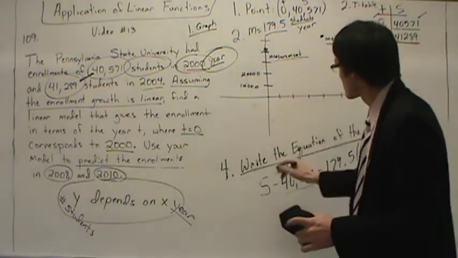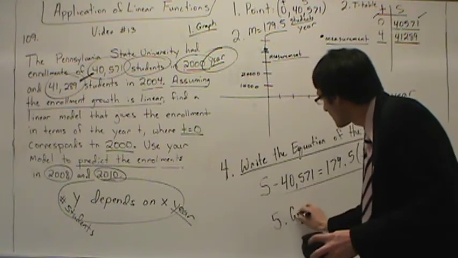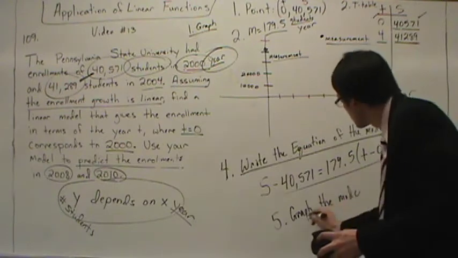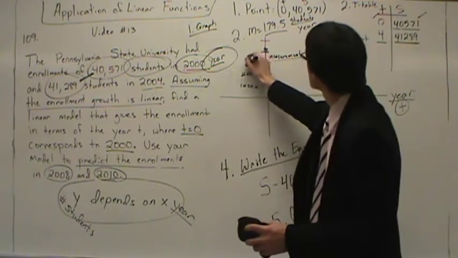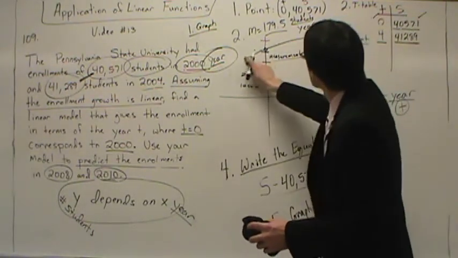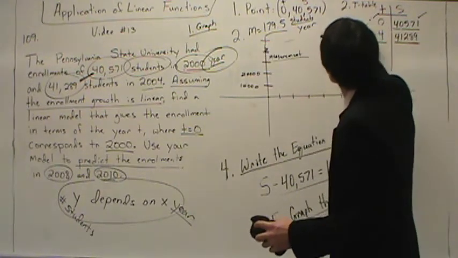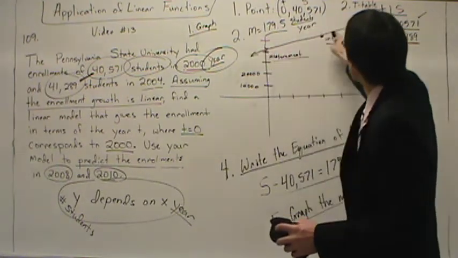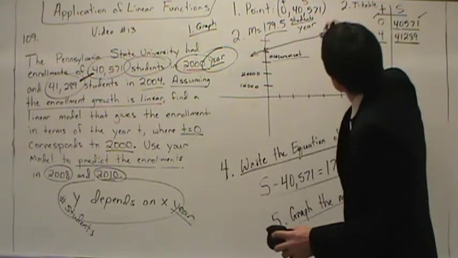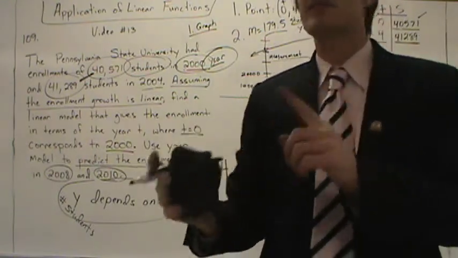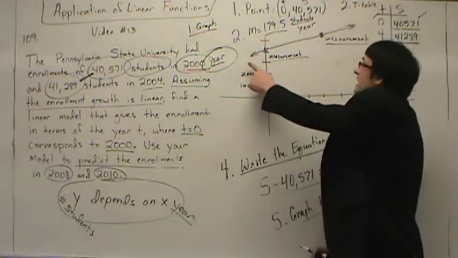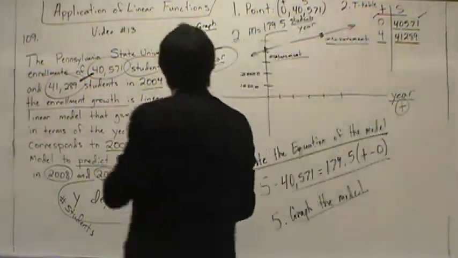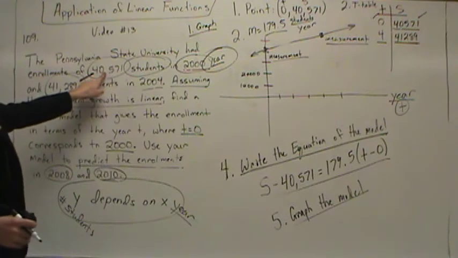The next step, step 5, will be to graph the model. The model is a line that passes through these 2 measurements, and notice that our model has a positive slope. Does the line represent an infinite number of measurements? No. I want to remind you that in 2000 the enrollments were 40,571 students.